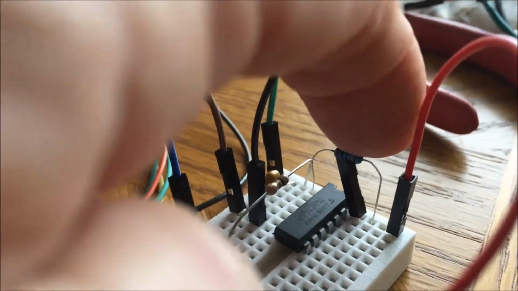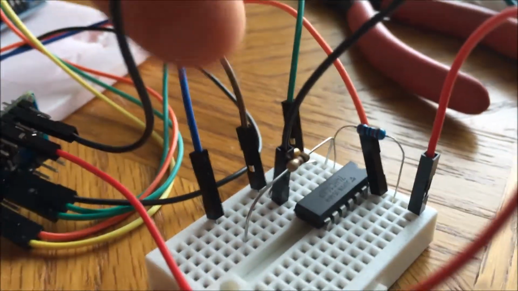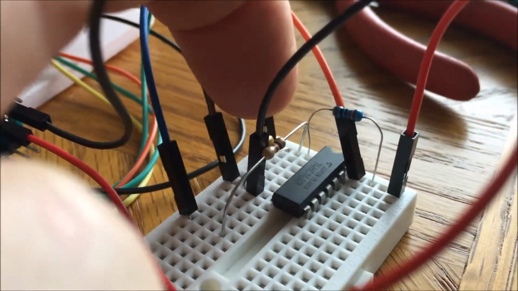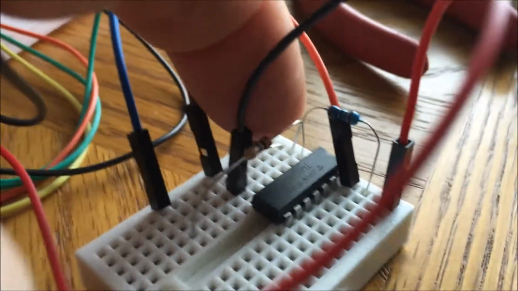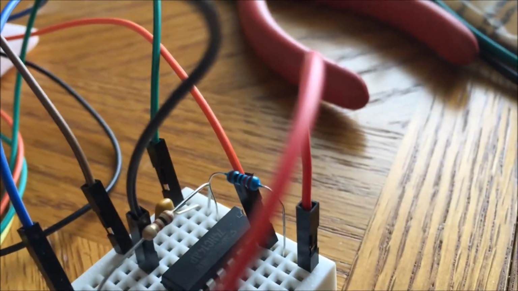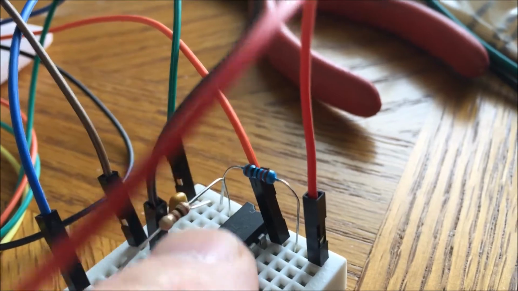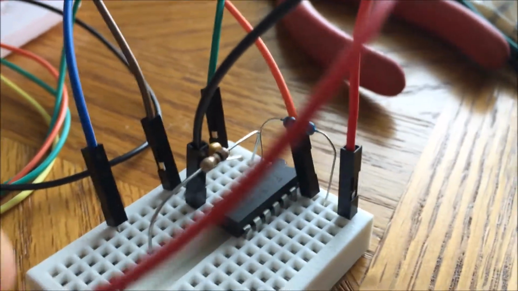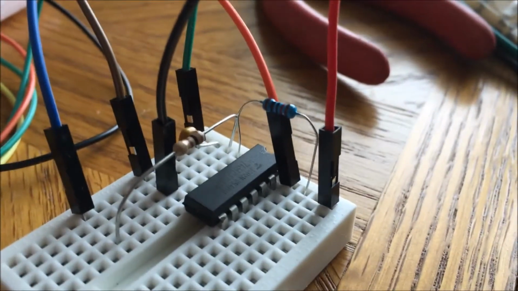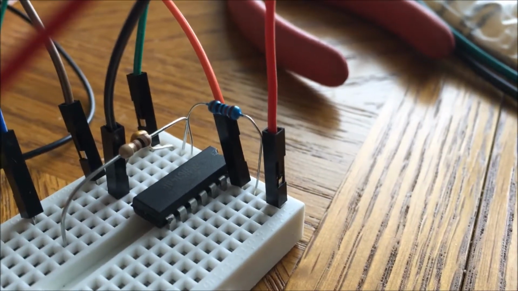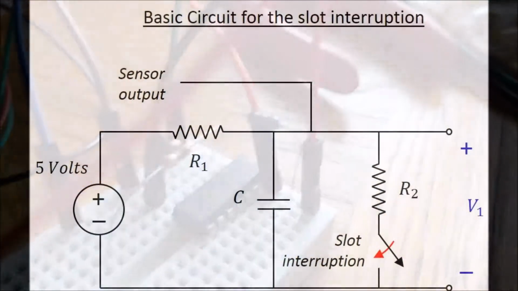pull-up resistor here, value of 10K, and then a resistor of 100 ohms and a 1 microfarad capacitor to provide low-pass filtering, and then a Schmitt trigger 74HC14 to provide some hysteresis and clean up the signal. And that seems to have worked.